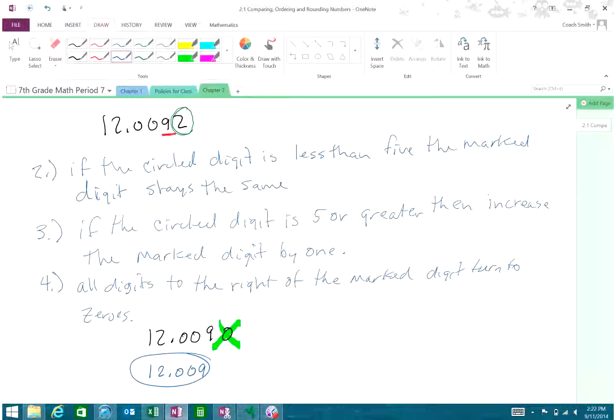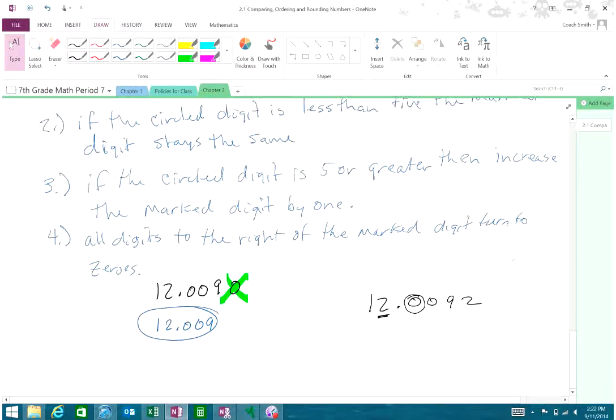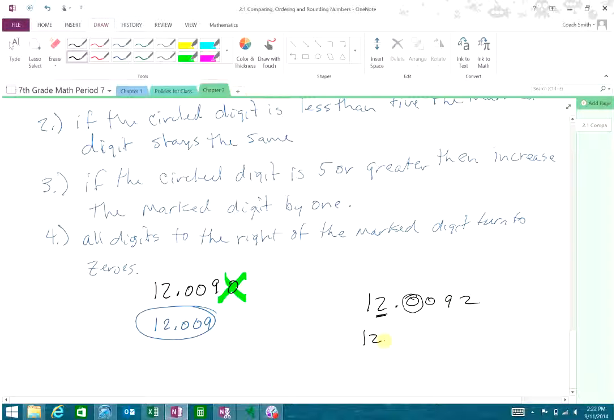Yes, Gabby. So only the 2 digits to 0? Any numbers to the right. So if I would have had this, let's say it would have been 12.0092, and they would have marked that number. Then I would circle this number. That keeps the 2 the same. And so the rest of the numbers from here would turn to zeros.